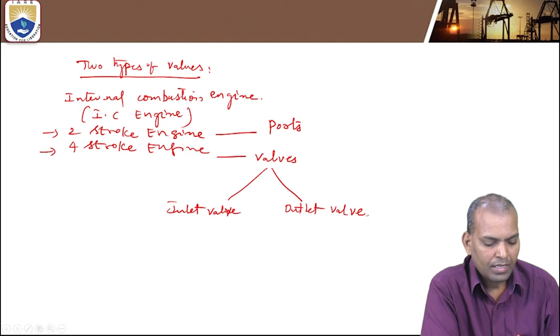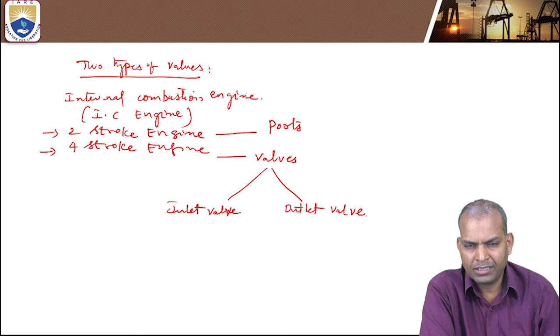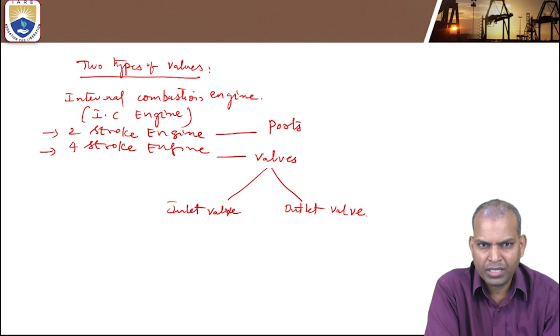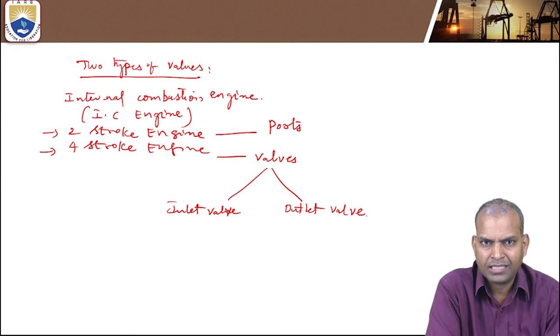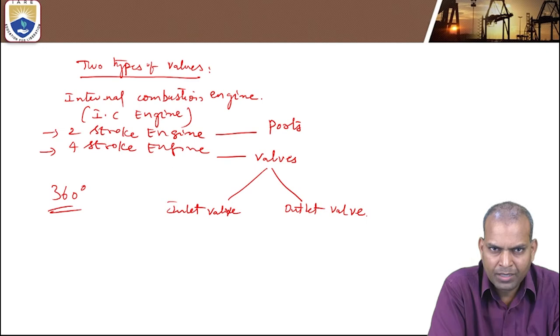In order to control these valves, what is the meaning of controlling here? These valves will be controlled based on time, as a function of time. According to the situation, the inlet valve will be opened and closed. Similarly, the exhaust valve or outlet valve will be opened and closed. These valves will be opened at some rotation of the crank angle. There are 360 degrees in total. In the 360 degrees, it is shared so that at a particular angle the valve should be opened, and at another particular angle the valve should be closed.